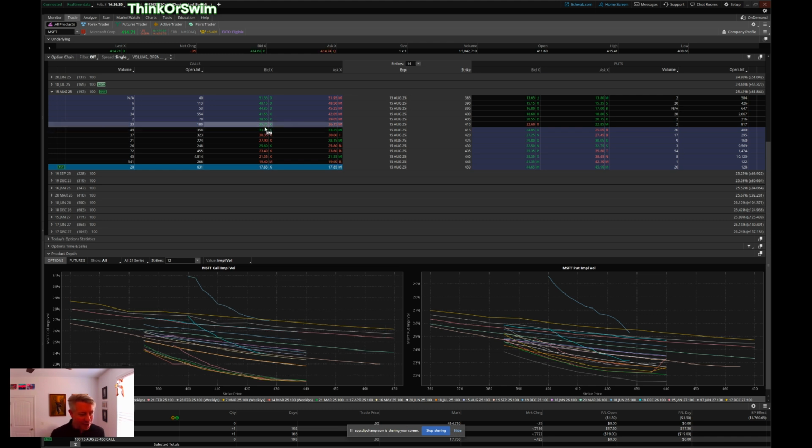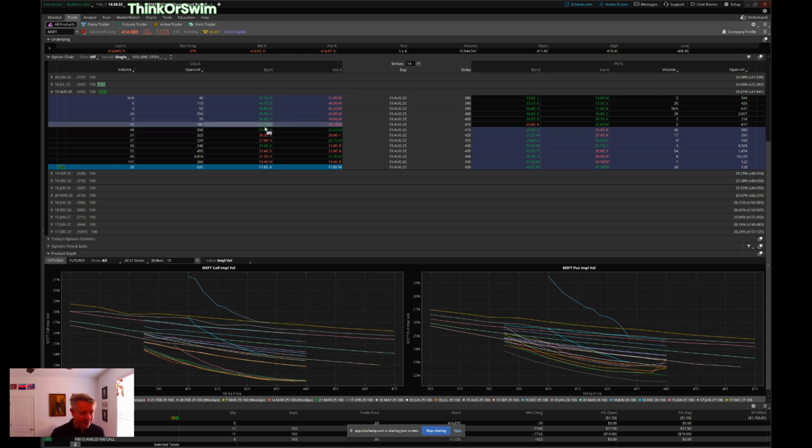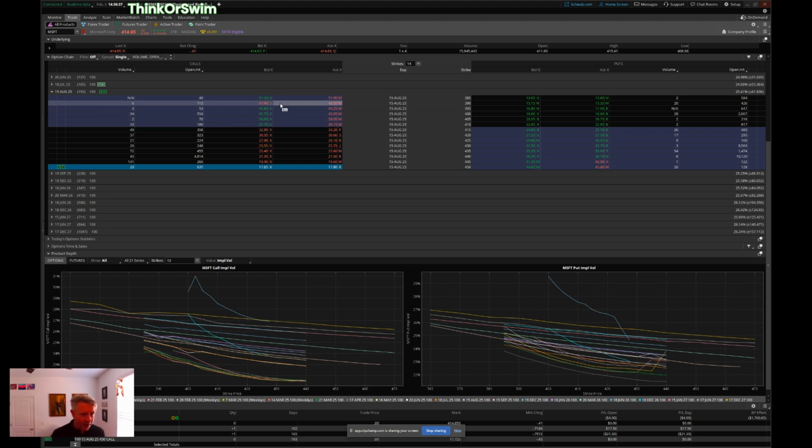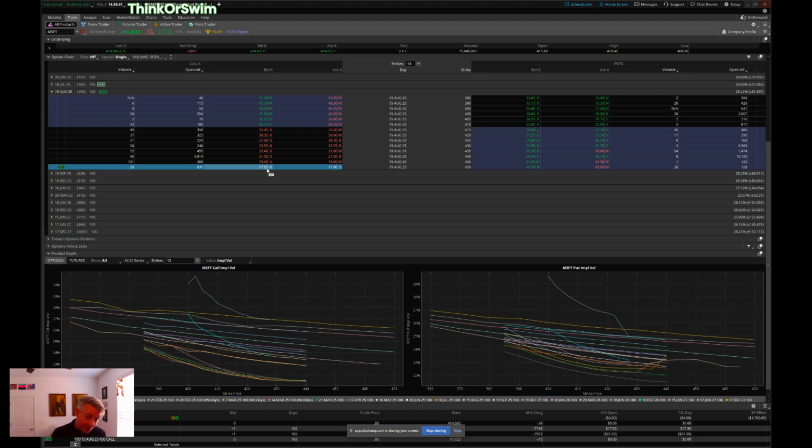So you can see the advantage of options here, right? So $1,700, I'm controlling $40,000 worth of Microsoft stock. And if we get closer to that strike, I'm going to double my money. You're not going to do that with shares of Microsoft stock, right? But you can do that with calls.